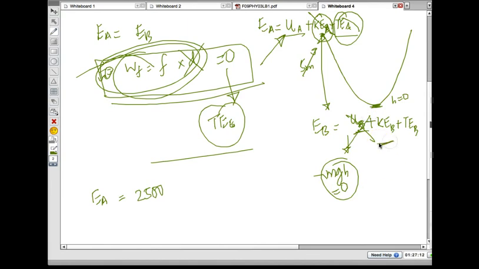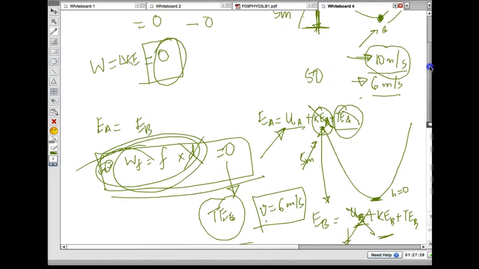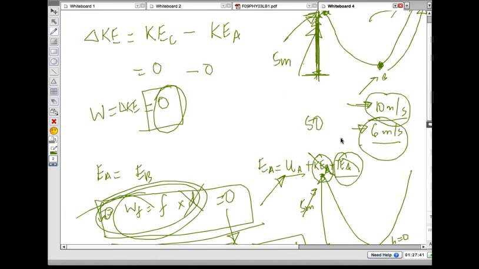What is kinetic energy at point B? You've been told that the velocity at B is 6 meters per second. Divyangi, how do you get 0? Have you not been told that velocity at B is 6 meters per second? Didn't I tell you that the velocity in this case is 6 meters per second? Then if the velocity is 6 meters per second, how will kinetic energy be 0?